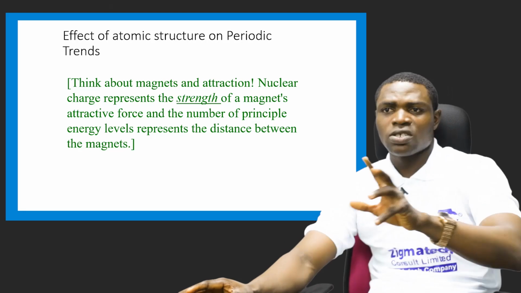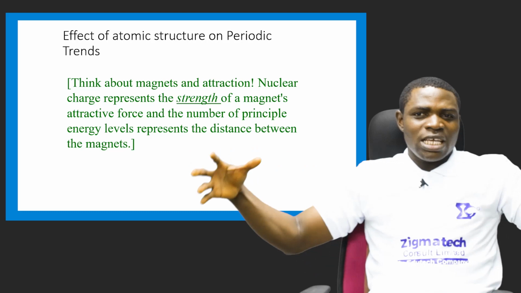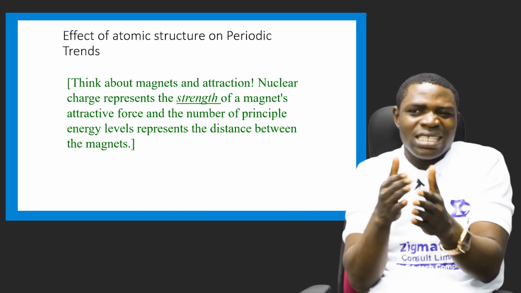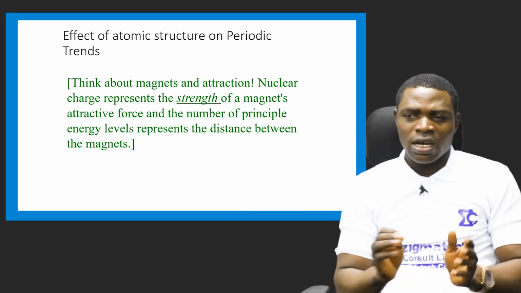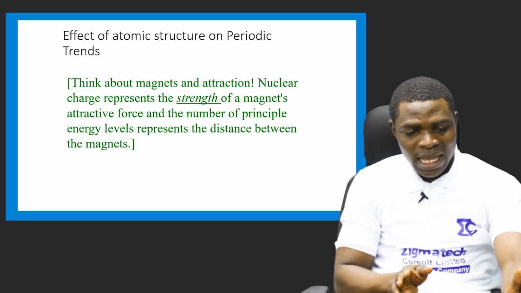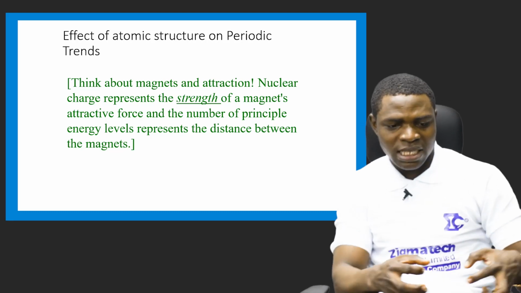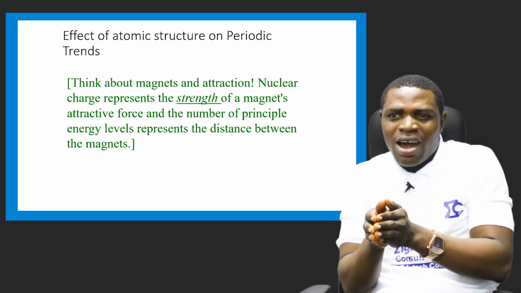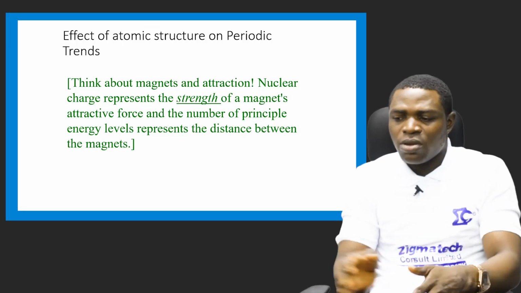Now, think about magnets and attraction. Nuclear charge represents the strength of a magnet to attract, and the number of principal energy levels represents the distance between the magnets. When you put a magnetic substance close to a magnet, you will see a kind of pull. The magnet tends to pull the magnetic material toward itself. Exactly. Looking at the principal energy level, we can replicate the same in chemistry.